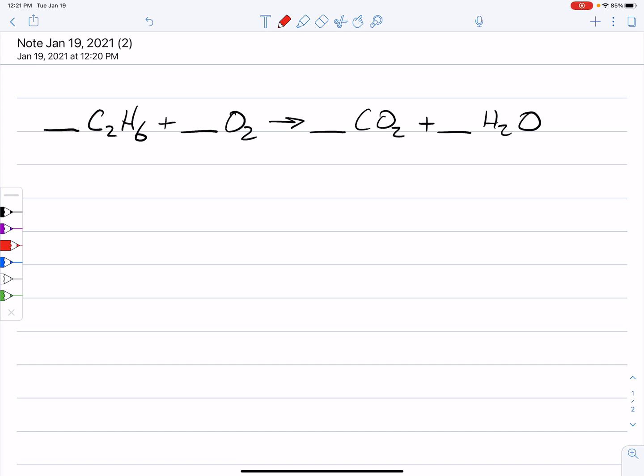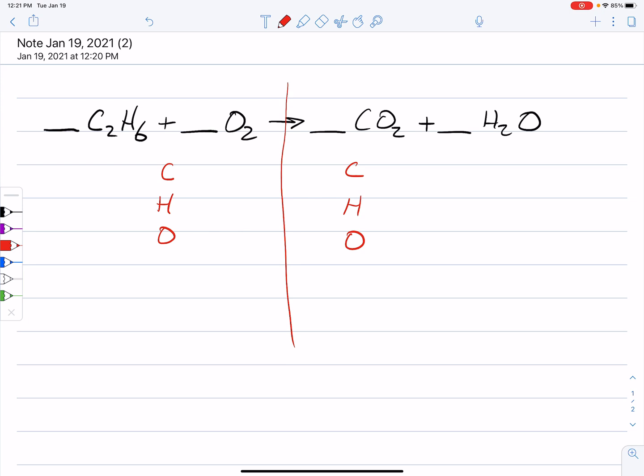Here's how to balance this combustion reaction and how to deal with the fact that the oxygen from the reactant side gets split into two different molecules on the product side. So let's start off by identifying the three elements we have present. And so there are carbon, hydrogen, and oxygen.